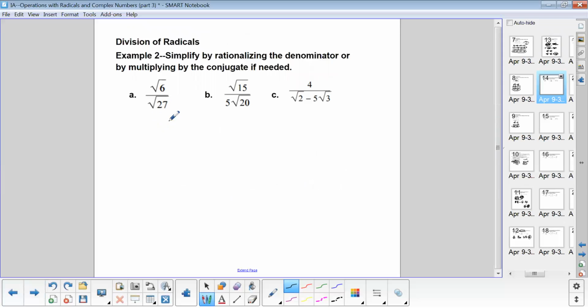Other examples of rationalizing. Again, like I said, you could take square root of 6 and factor it into square root of 2, square root of 3. And then square root of 27, we could say square root of 9 times square root of 3. So what happens here is those divide out, and you're left with square root of 2 divided by, and the square root of 3 is 3. And so there's your result.